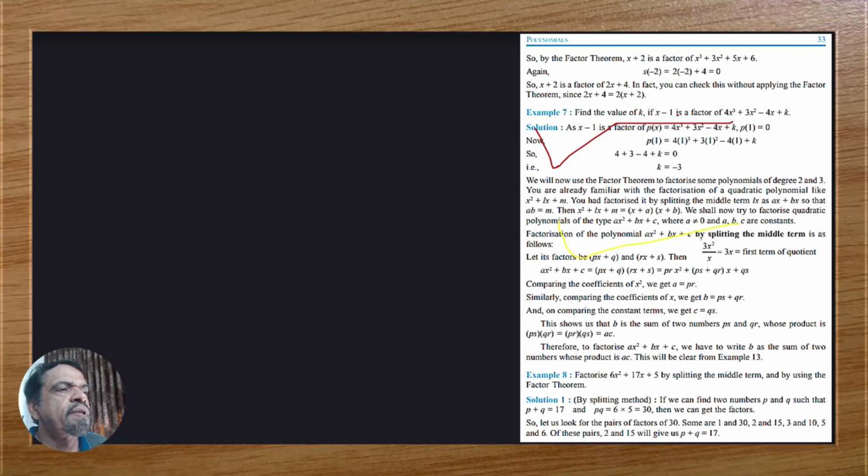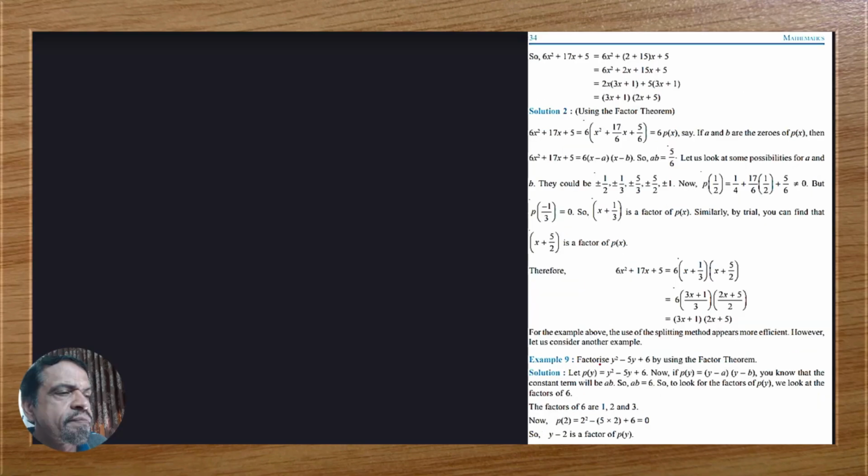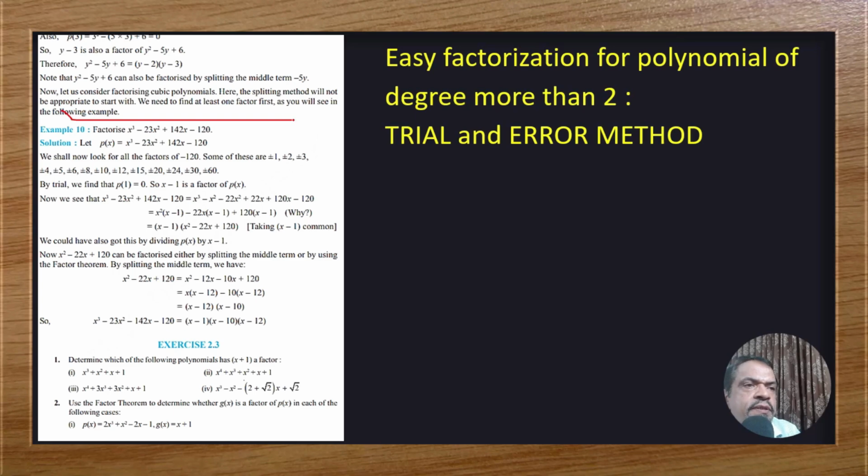Now see students, on the next page, example 7. This is very important. This kind of example you have to find from the refresher previous year question papers. These are very important. They're very simple. I made the video on middle term splitting. Watch my previous videos. Now come to the next page, students.